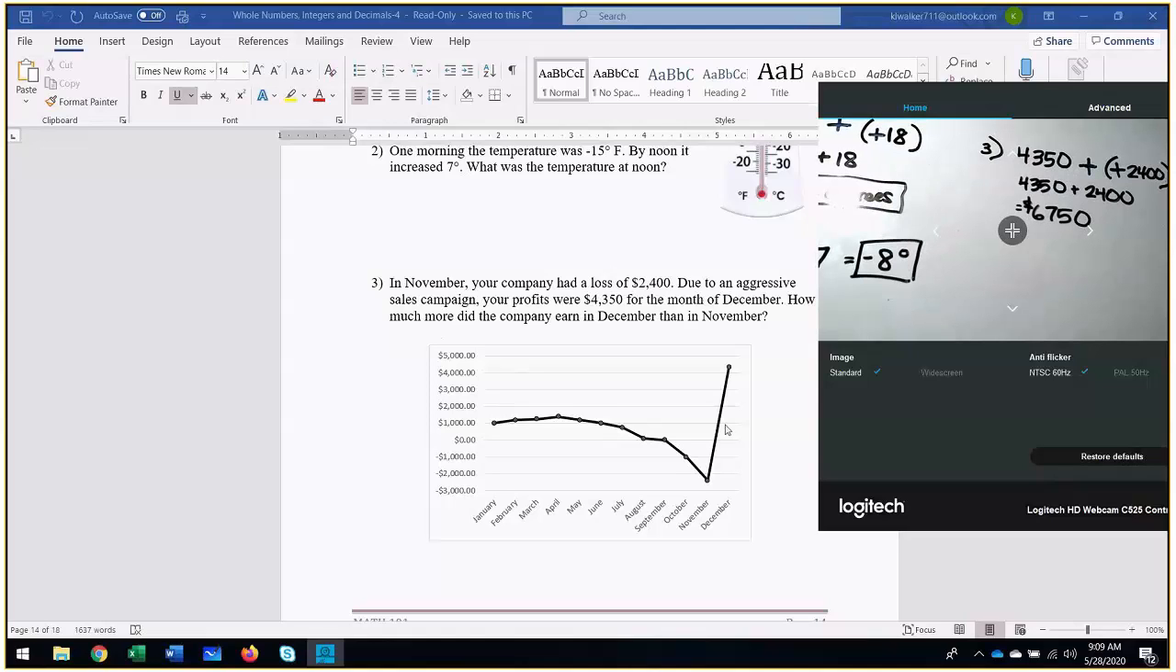If you look at the graph, and they gave you this graph for a reason, November is way down here at negative 2400. December ends up at 4350. But in order to just get to zero, they had to have made back their losses. So they made $2,400, got to zero, then made an additional $4,350 to get up here and end here. That means this length of earnings was the $6,750 that we got for an answer. Does that make sense? Does anybody have any questions?